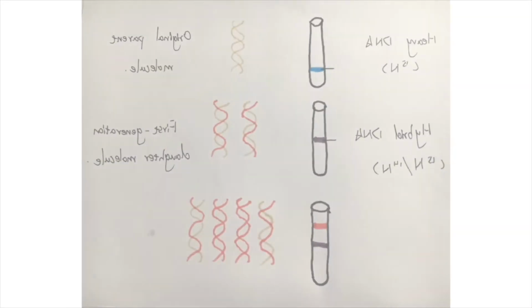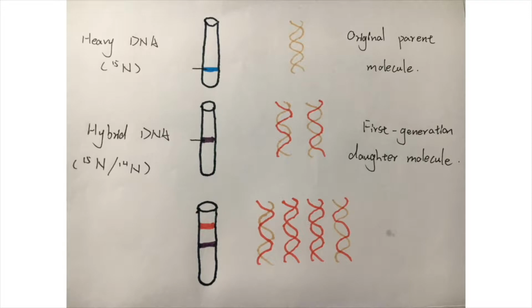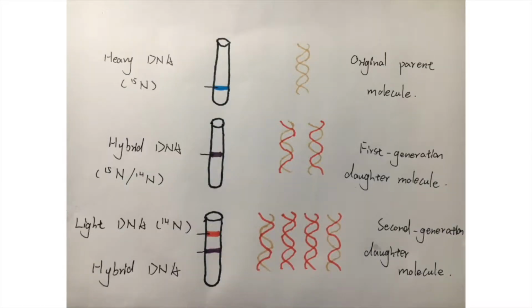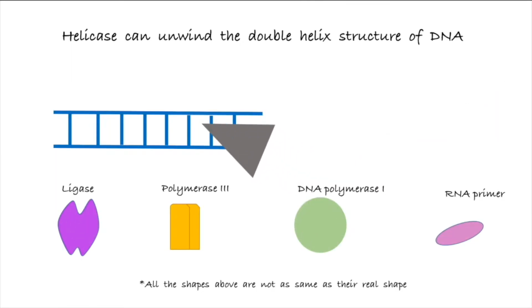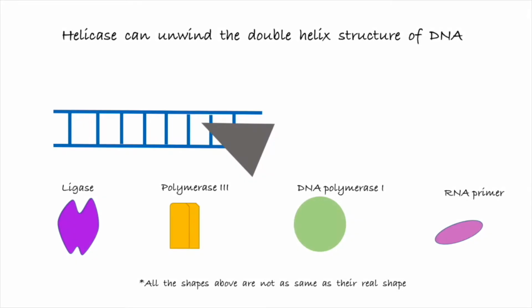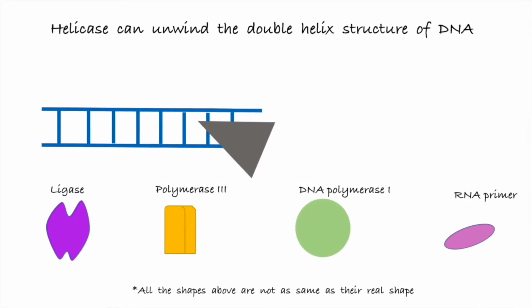They found what appears in the centrifuge for second generation E. coli is two strands of DNA, of which one is purely N14 and the other is a mixture, which proves the semi-conservative replication of DNA. Now, the DNA replication. The first step is to unwind the double helix structure of DNA.